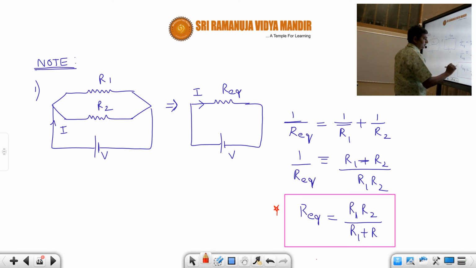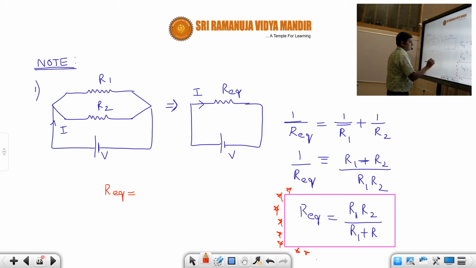Very important. Students, how important it is, I cannot tell. This is so important that you should learn this by heart. And the way to remember this one, students, is: R equivalent, that means the equivalent resistance when two resistors R1 and R2 are connected in parallel, is the product of the resistors divided by the sum. Product by sum. That is how you should remember, students.